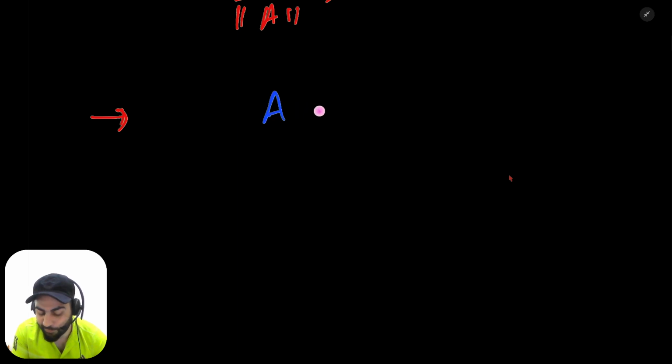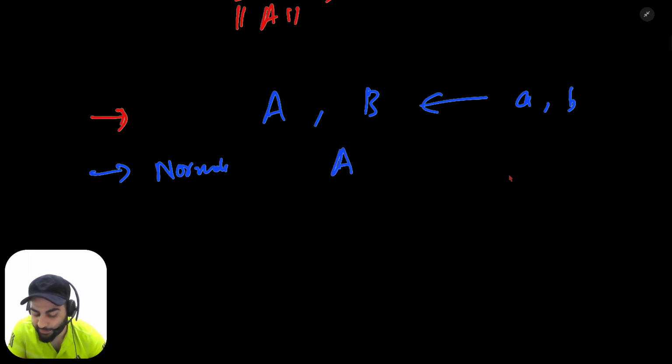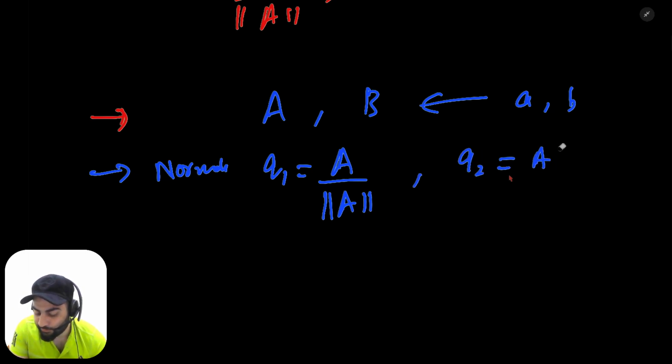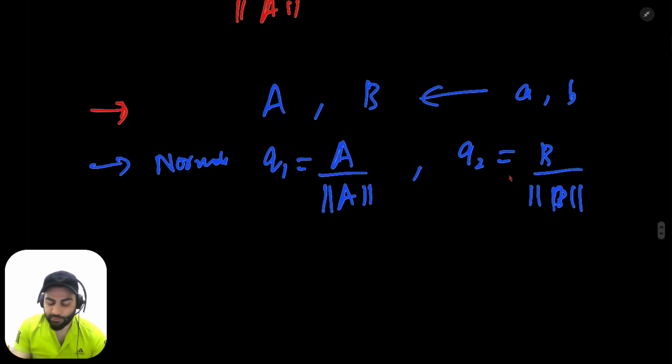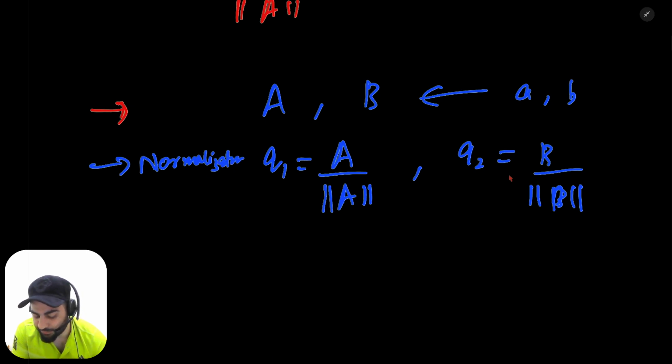Let's call them A comma B. From small a comma b, we'll find this capital B. This is one part. The second part is normalization. In normalization, we write Q1 is equal to A divided by norm of A, and Q2 is equal to B divided by norm of B. This is normalization. I did not want to make the equations look tedious, so that's why I showed normalization as a two-step process.